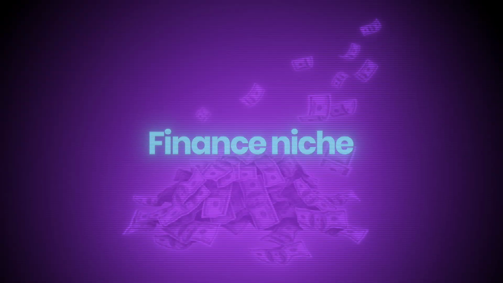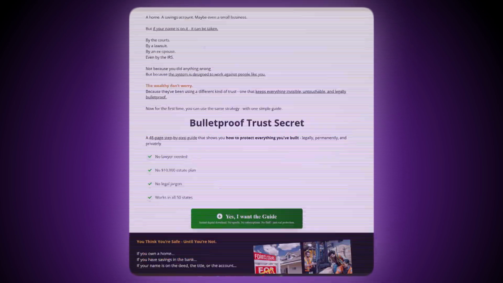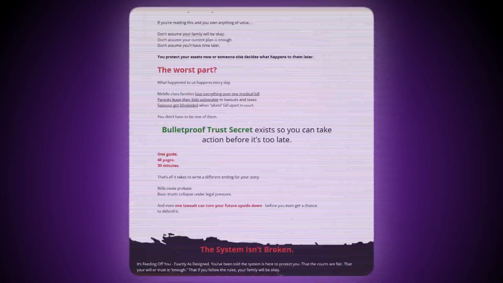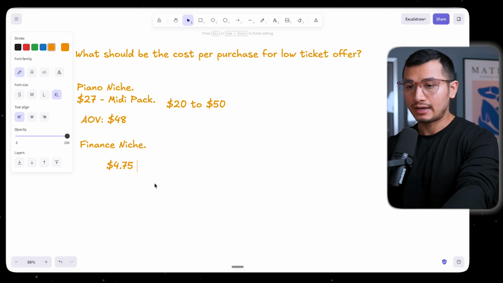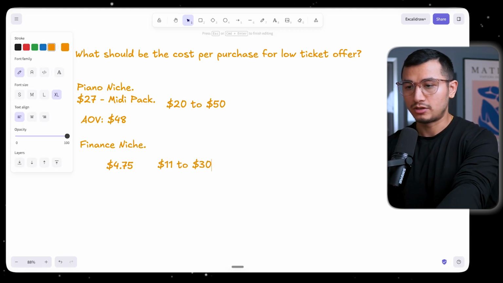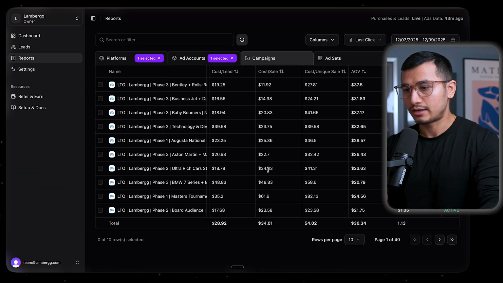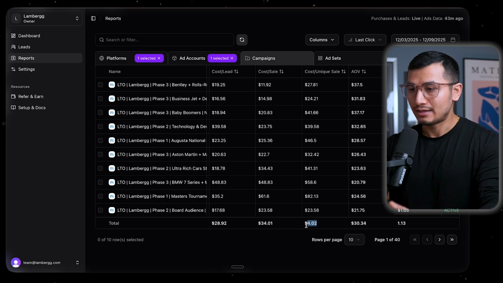The other niche that I am very familiar with, and that's where our offer is right now, we have a $4.75 product. That's all it is, a $4.75 book we sell, and we get anywhere from, again, $11 cost per purchase all the way to $30 cost per purchase. So if I was to go to the ad account and look at cost per sale, the average is $34, but the cost per unique sale is $54.